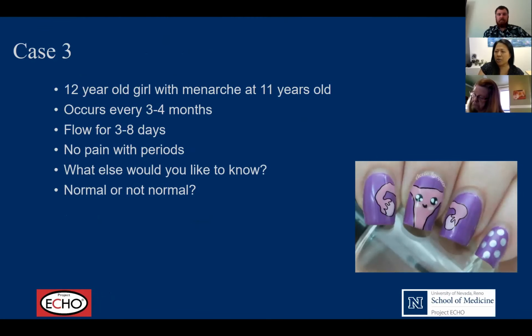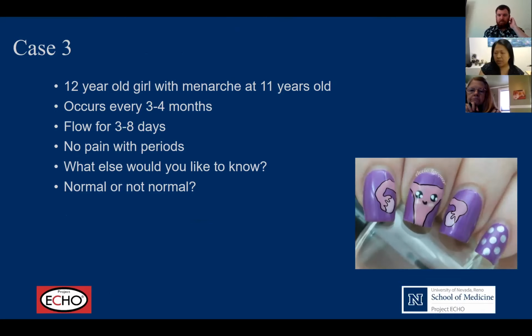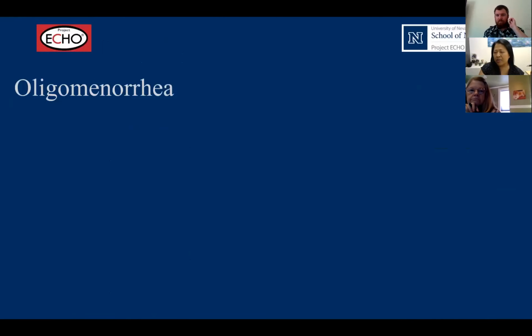All right, case 3, 12-year-old girl with menarche at 11. It occurs every 3 to 4 months, flows 3 to 8 days, no pain with periods. Otherwise normal sort of setting, except it's happening once every 3 to 4 months. Like, what do you do about that?